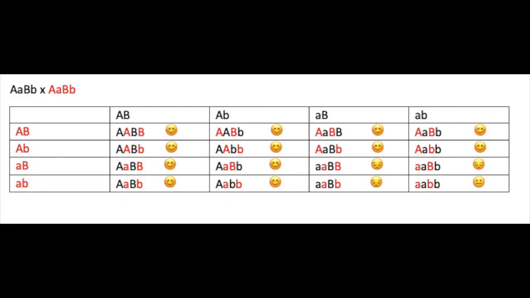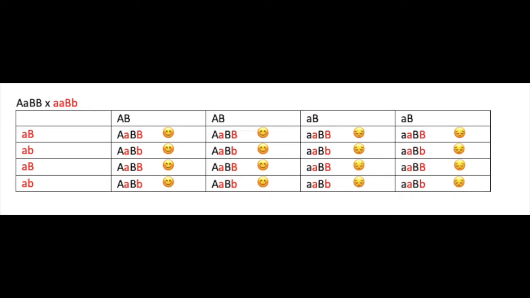Looking at a capital A, lowercase a, capital B, lowercase b, crossed with a capital A, lowercase a, capital B, lowercase b, 2 heterozygous parents, you will see that 12 of the offspring will be happy because they contain a capital A. 3 will be sad because they do not contain a capital A, but they have a capital B. And then down in the bottom right corner, you will see that 1 is neutral because they do not have a capital A or a capital B.